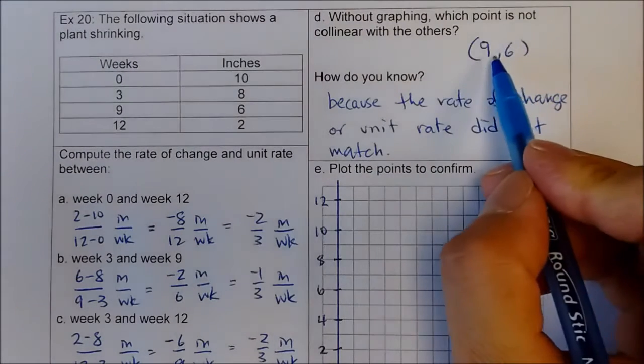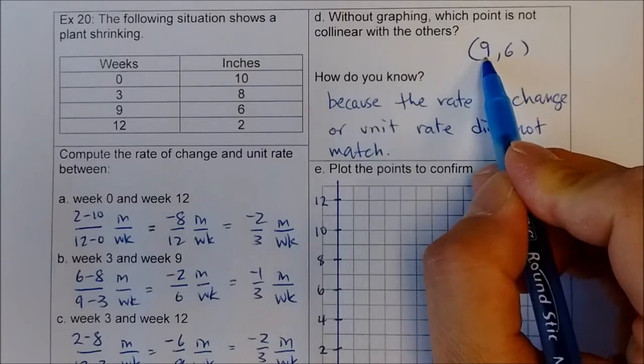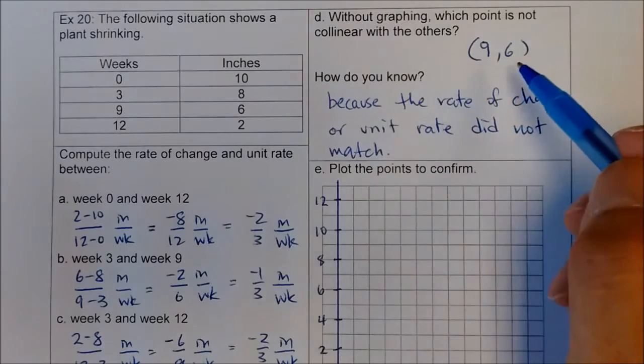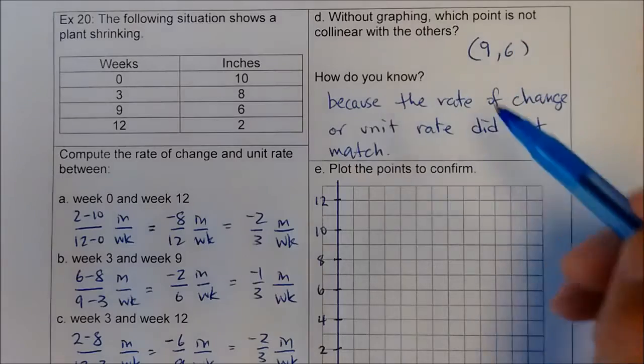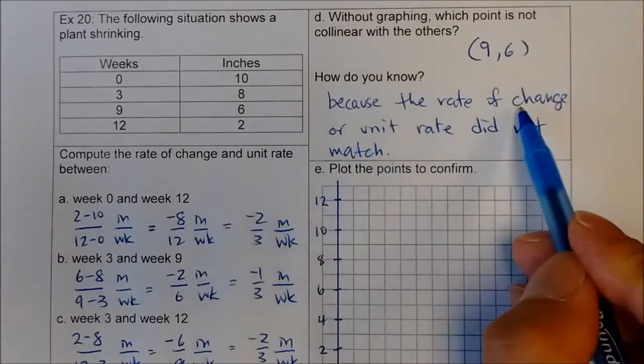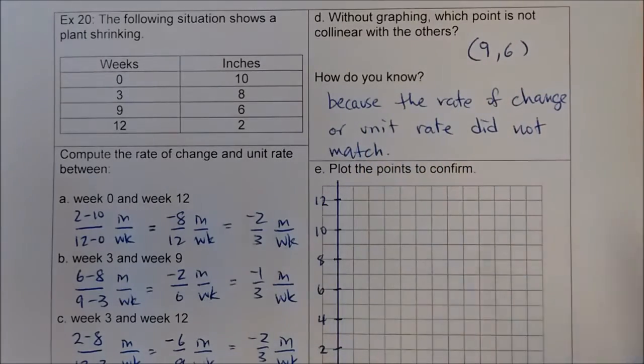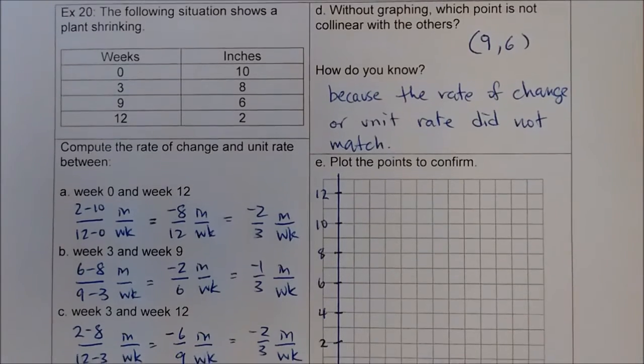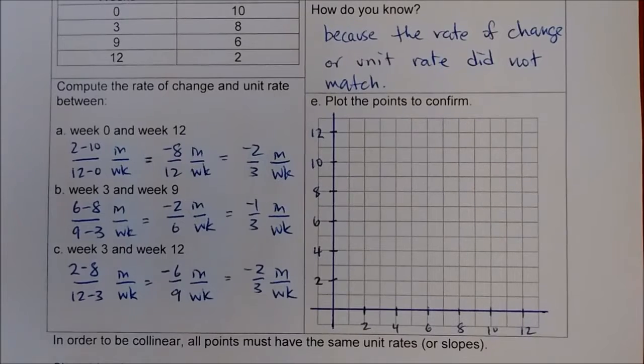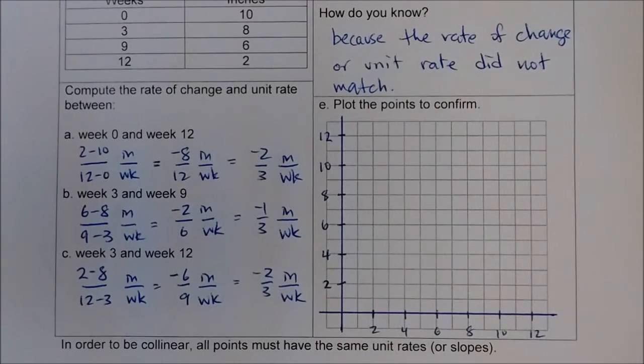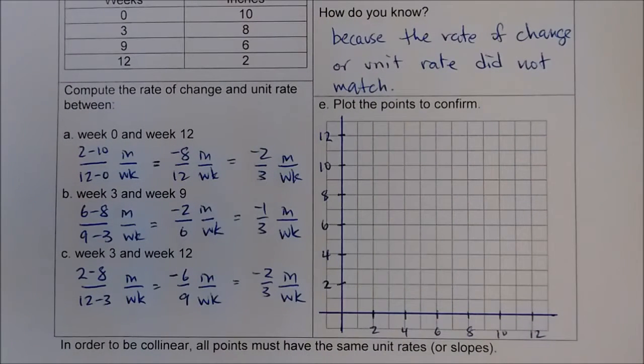Hopefully you found that the point (9, 6) was the one that's not collinear with the others, and that's because the rate of change or unit rate did not match with the others. To confirm this, let's go ahead and plot the points, just to make sure that the point (9, 6) does not line up with the others.